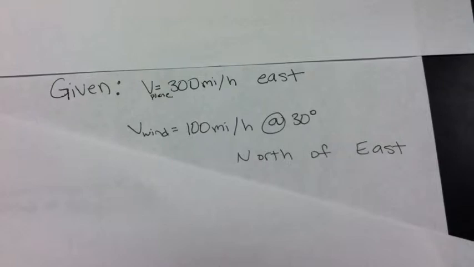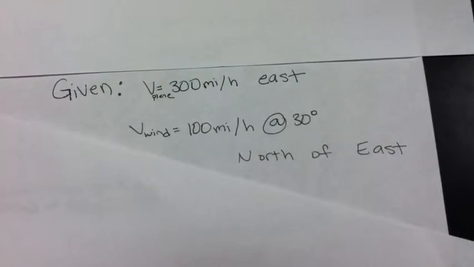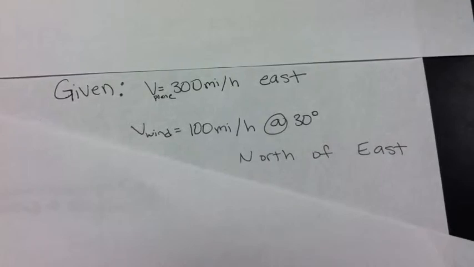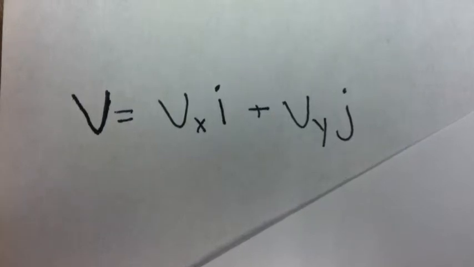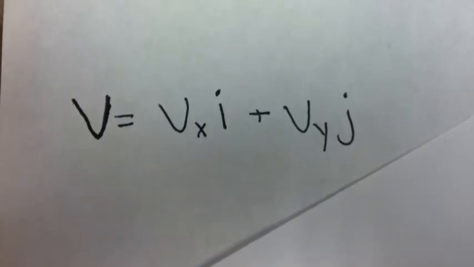First, you are given that the velocity of the plane is 300 miles per hour to the east. You are also given that the velocity of the wind is 100 miles per hour at 30 degrees north of east. We are then asked to find the resulting velocity of the plane.